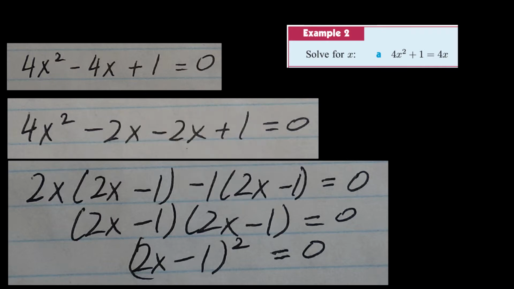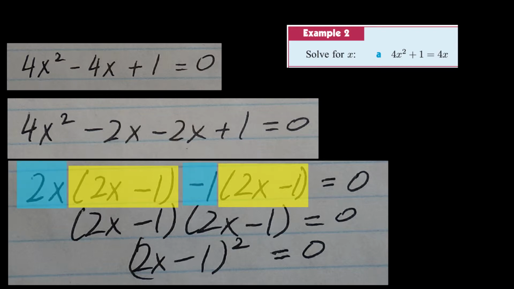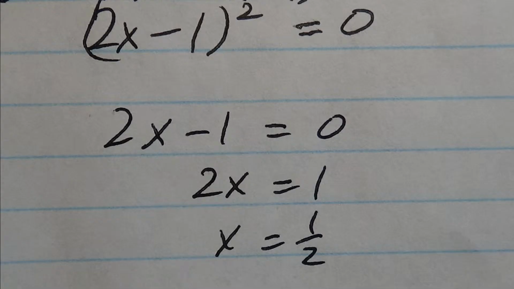So now in this step, it seems that 2x minus 1 is a common factor. So we can factor out the parenthesis of 2x minus 1. And that gives us 2x minus 1 times 2x minus 1 equals 0, which is equal to 2x minus 1 squared, because there's two of them. So now in this step, you can solve the quadratic like you normally would. In this case, you can square root both sides, and we discover that x equals 1/2.